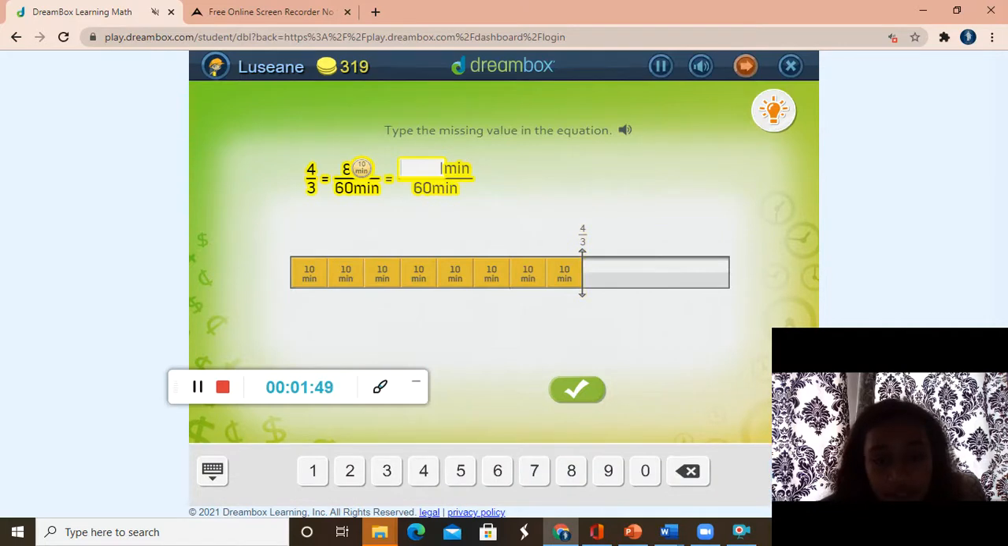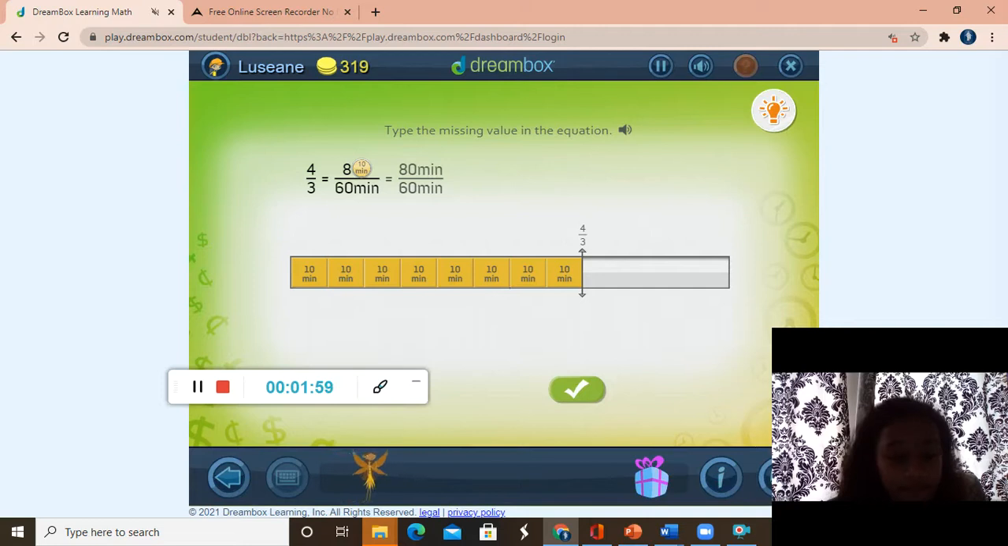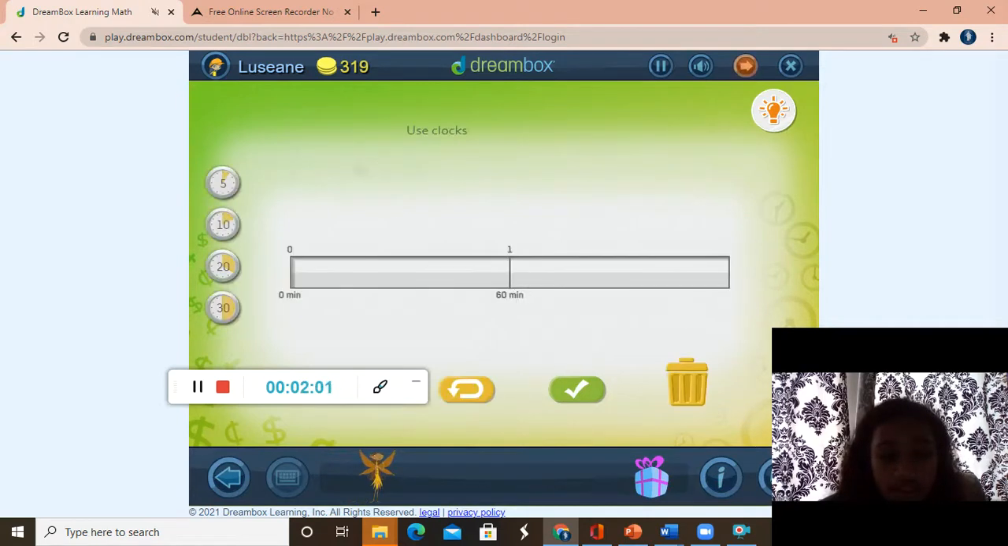Type the missing value in the equation. So blank minutes over 60 minutes, and it would be 80 minutes over 60 minutes. So now we're moving on to the next question.